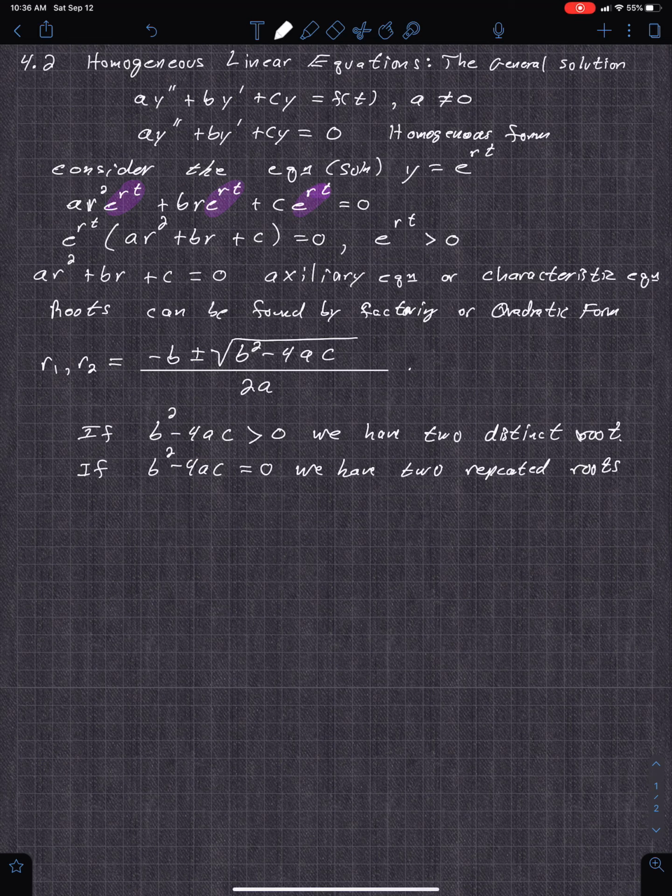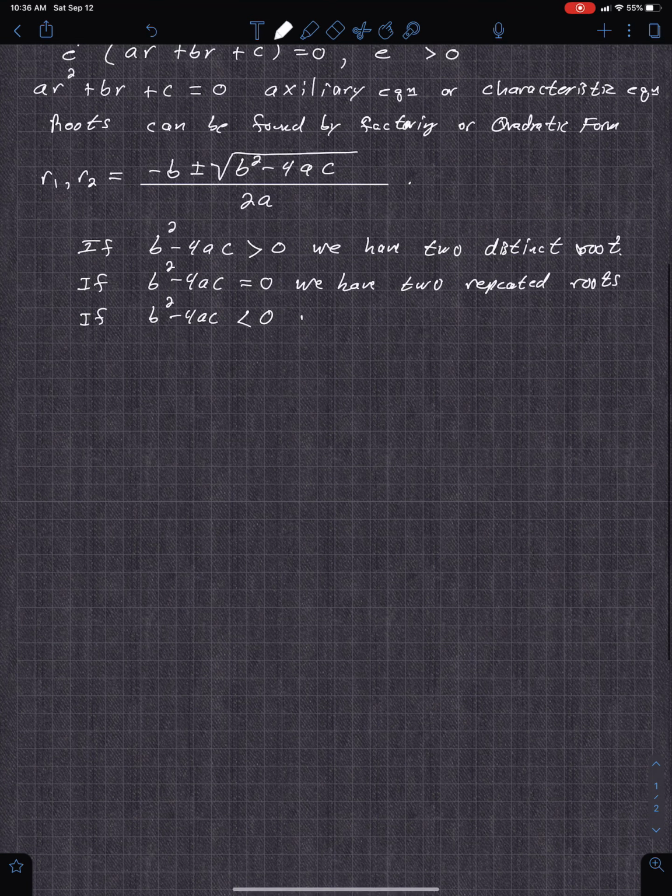All right. And then lastly here, if b squared minus 4ac is less than 0, then what kind of roots do you have? Then we have two complex roots, and r1 and r2 are complex conjugates.